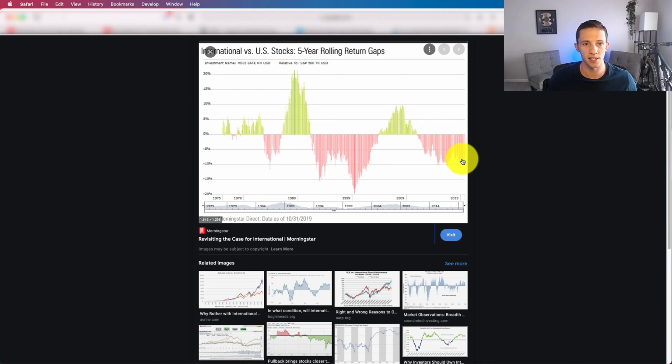That said, looking at some of the data and considering the bull market of US equities, it does seem like sometime soon international equities are going to come back into the spotlight and have their moment. But we really don't know how long. So the best thing to do is to have broad market exposure to international equities.